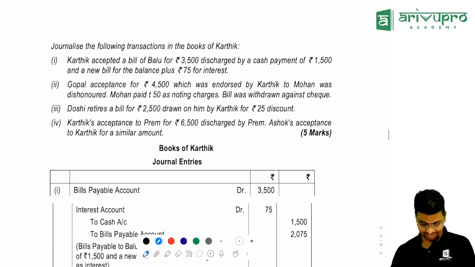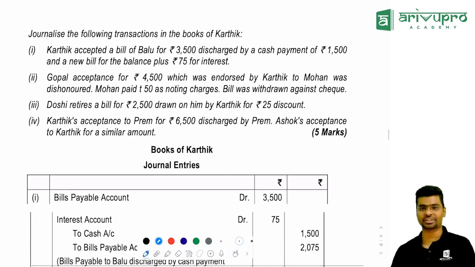This I think was similar to the class question. Only names they have changed. I think there it was Katrak. Katrak has become Karthik. That KK they have maintained. 5 marks question. Anyone wants me to explain any of these entries?